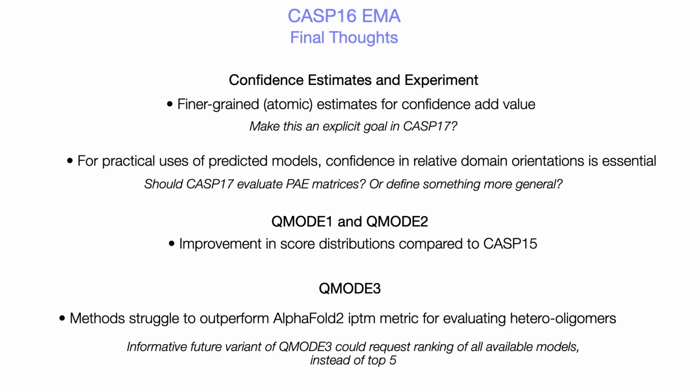And then for QMode 3, we still have this interesting observation that methods struggle to outperform AlphaFold 2 when it comes to big hetero complexes. So this is, I think, interesting. And there's something to be said for if we were to consider a future variant of QMode 3, maybe a full ranking rather than just a top 5 could be an interesting way of getting past some of the nuances that come with the underlying distribution of a set of models, which is what we had to deal with in terms of trying to assess altogether. So I think this is it.